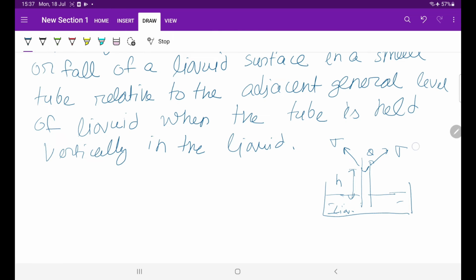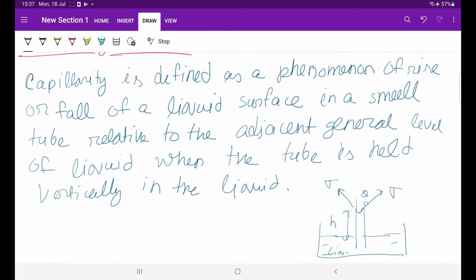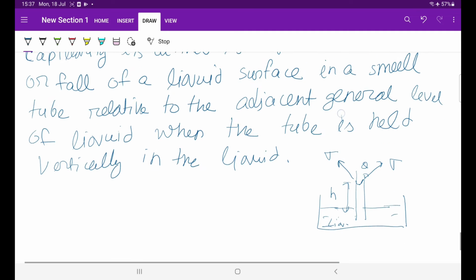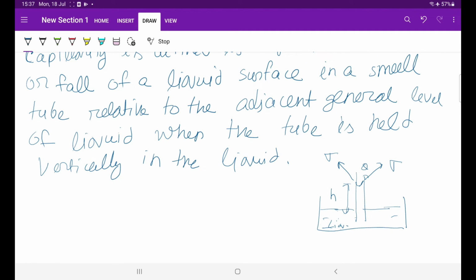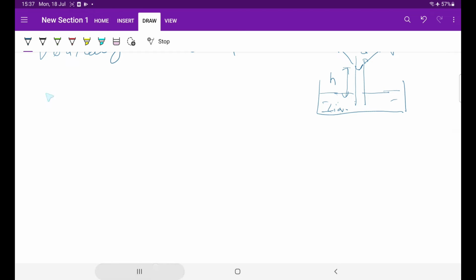So whenever you insert a tube, some water comes up. So this is defined as capillarity. Capillarity is defined as the phenomenon of rise or fall of a liquid in a small tube relative to the adjacent general level of a liquid when the tube is held vertically in the liquid. Generally, the smaller the diameter, the more the height. So the relation between these is given by a formula, and this formula is h equals 4 sigma.